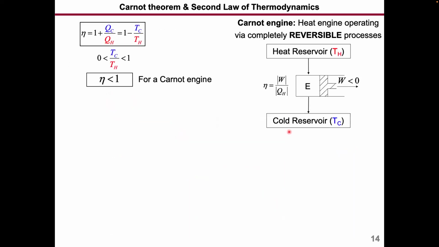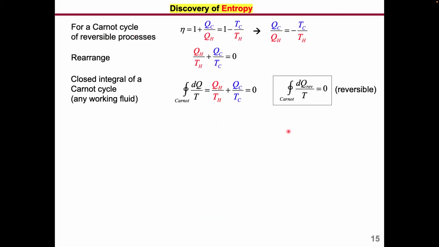So if you do a Carnot cycle integral, again a reversible process, you will quickly realize this closed integral is equal to QH divided by TH plus QC divided by TC, which is actually equal to 0 from this efficiency equation. Now that means the closed integral of dq divided by T is equal to 0. And again, this only applies for a reversible process. So for the Carnot cycle, the closed integral of dq divided by T is equal to 0.